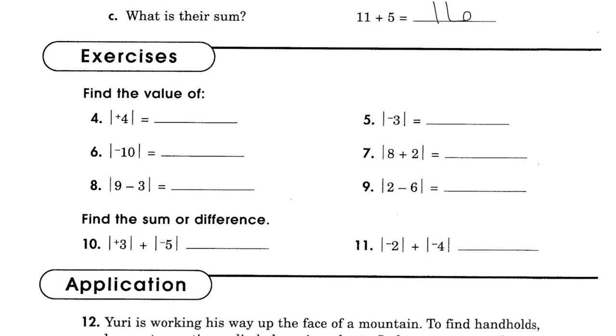So now, down here on 4 through 9, it just says find the value of. The absolute value is the distance from 0. So the absolute value of +4 is 4. The absolute value of -3 is 3. When you come down here, you have to do what's in the absolute value signs first, then find the absolute value. Whereas here, you find the absolute value, then you add the products.